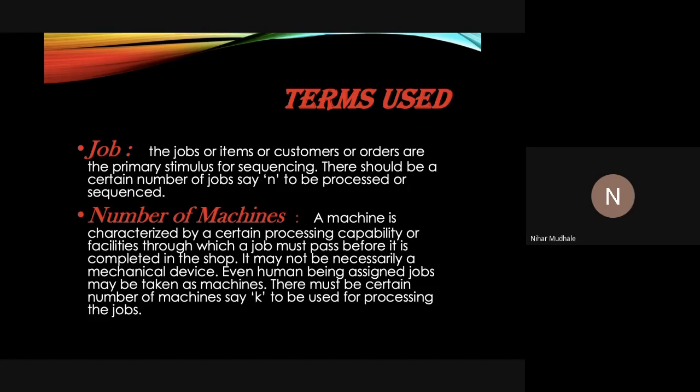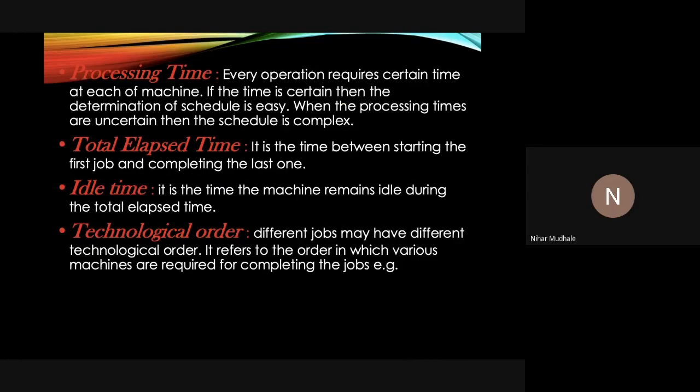Number of machines. A machine is characterized by certain processing capability or facilities through which a job must pass before it is completed in the shop. It may not necessarily be a mechanical device. Even human beings assigned jobs may be taken as machines. There must be a certain number of machines, say k, to be used for processing the jobs.